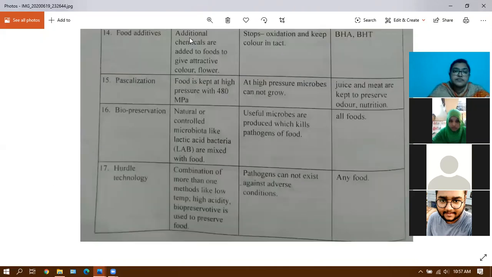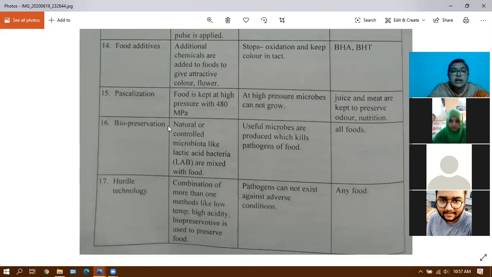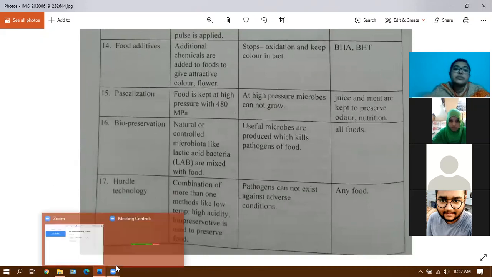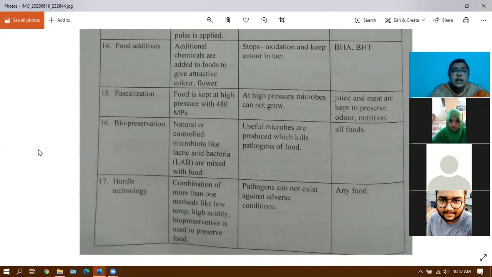Biopreservation. Biopreservation, natural or controlled microbiota, like lactic acid bacteria, are mixed with food. That means, this is the important line: lactic acid bacteria are mixed with the food by this method.